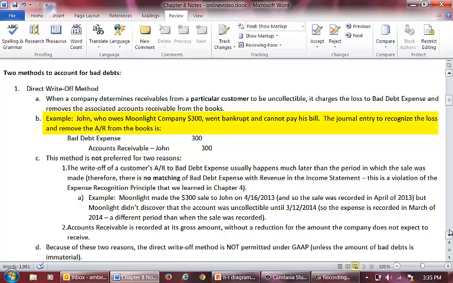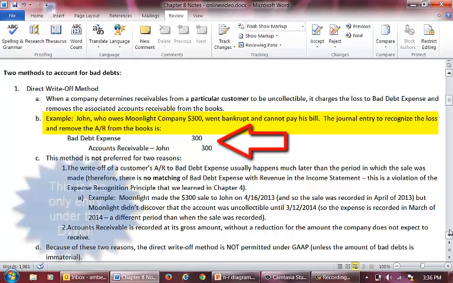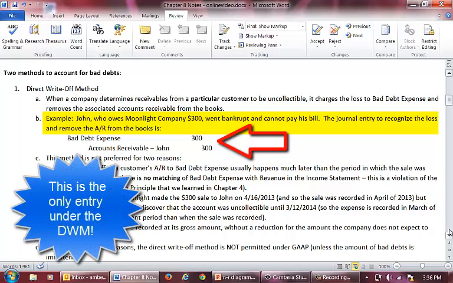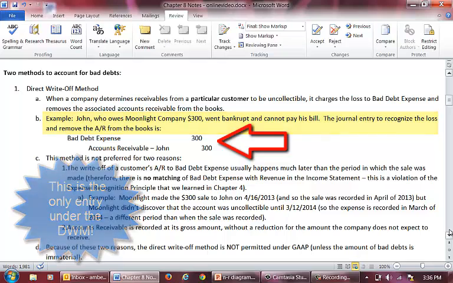As an example, John, who owes Moonlight Company $300, went bankrupt and cannot pay his bill. To prepare the entry, we would debit bad debt expense and credit accounts receivable for $300, which is the amount that John owes Moonlight. We are increasing the expense account to recognize the bad debt, and we are reducing accounts receivable because we believe that we will never collect this account.